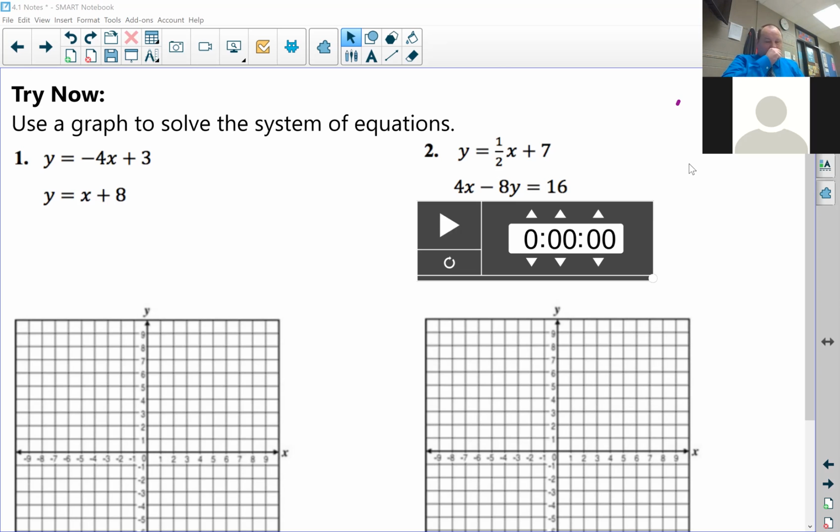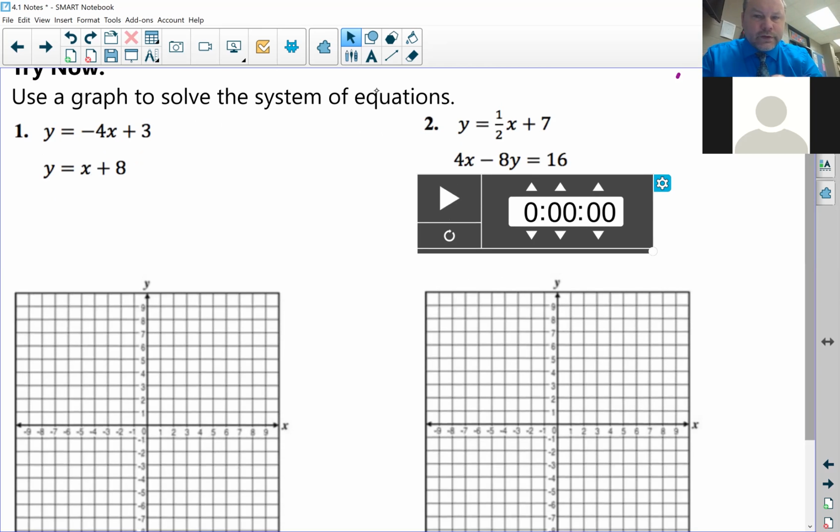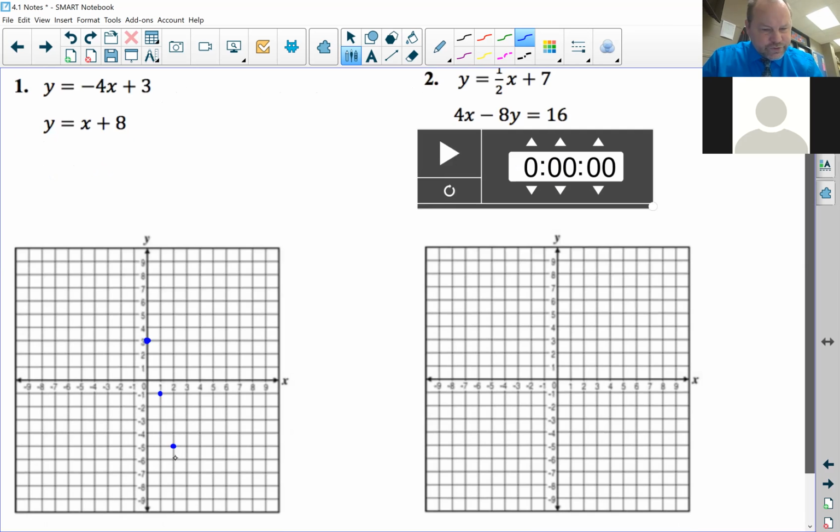All right. So if we look at the first one here, and you'll notice when I graph these, I always graph in two different colors. That's just my way to differentiate between the two equations.